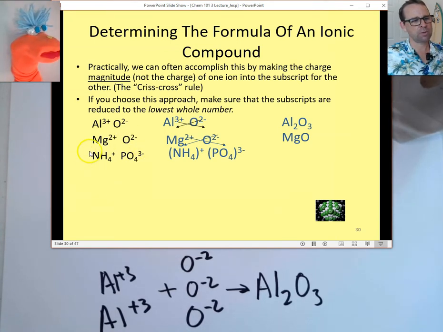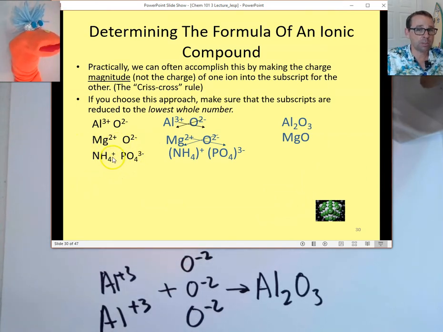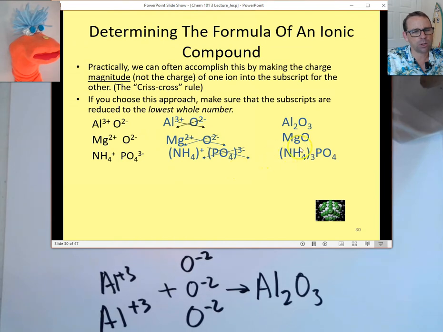Okay, so now we have this thing. Remember I referred a while back to polyatomic ions? Well, here we have polyatomic ions, a cluster of atoms all coming together, and they have a charge after they've come together. Well, we can do the same thing with the crisscross rule. We can see that we need 3 of these NH4 pluses for every 1 of these PO4 3 minuses. So we write that with our parentheses like this, and the 3 goes here, indicating that we have 3 of these for every 1 of those.